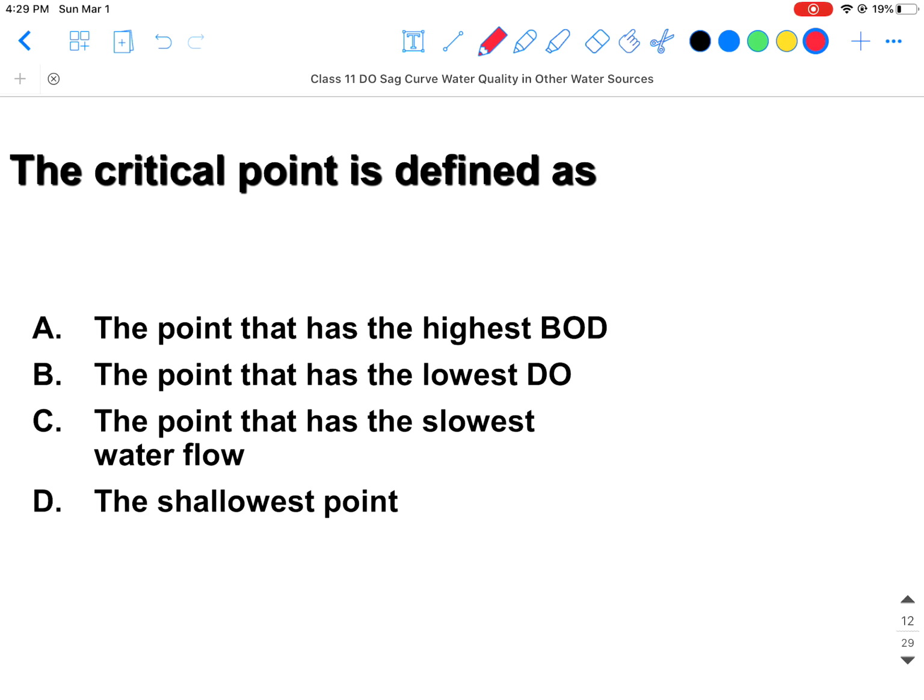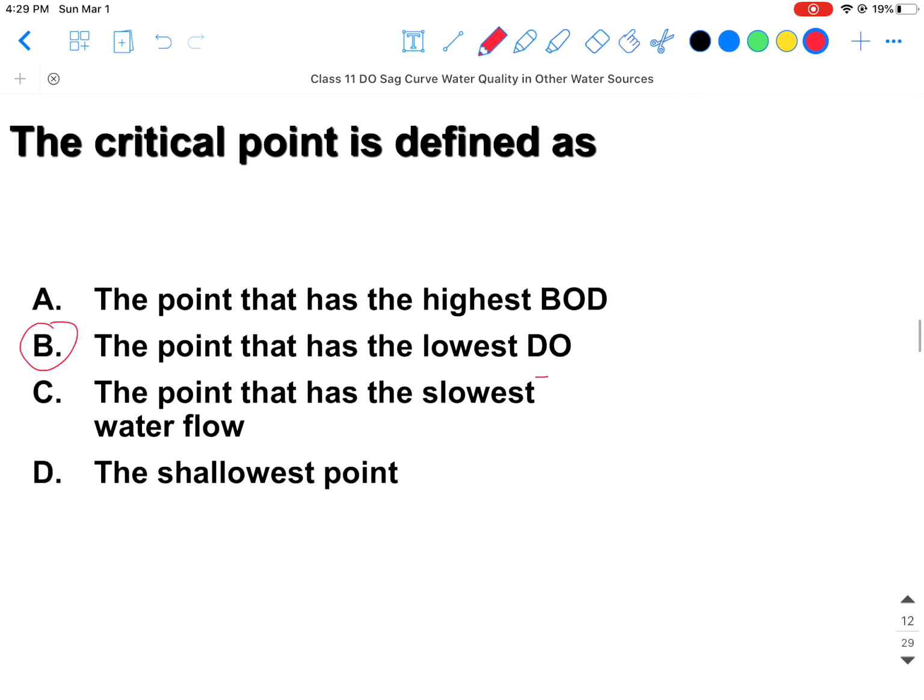Okay, so what is a critical point? The critical point is defined as which of the following? Either the point has the highest BOD, or the point has the lowest dissolved oxygen, or the point has the slowest water flow, or the shallowest point. Should be B here, right?